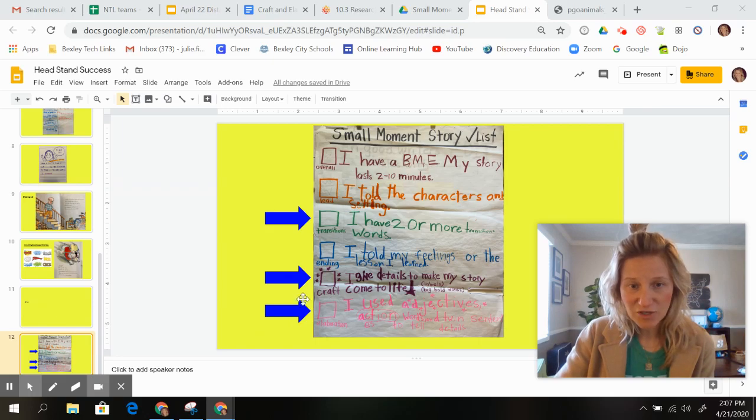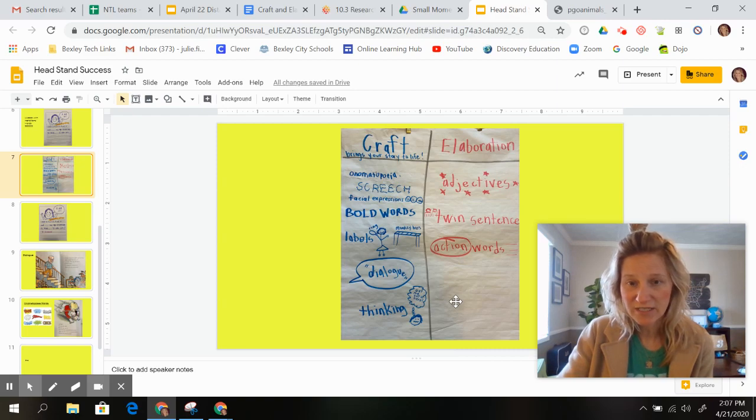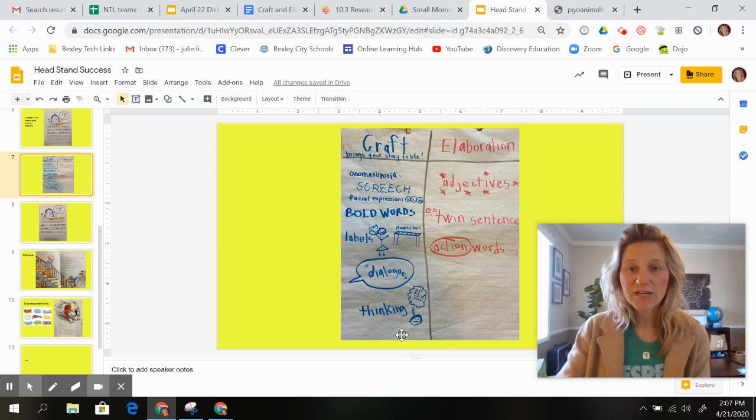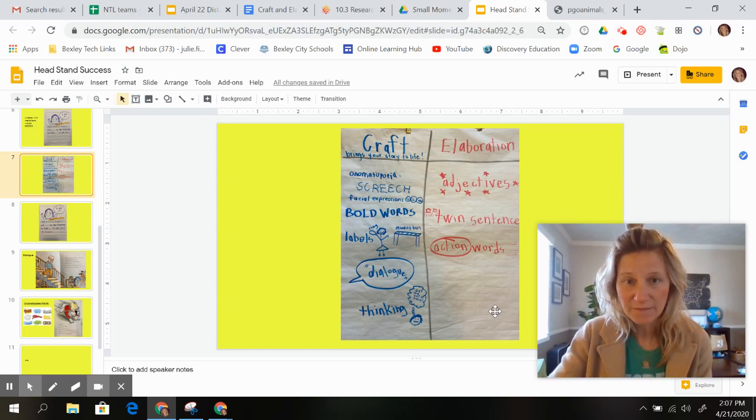The first box is craft. Craft means I give details to make my story come to life. The second box is elaboration. Elaboration means I used adjectives, action words, and twin sentences to tell details. We're going to look right now at a poster that describes craft on one side and elaboration on the other. You should have printed off this poster and keep it beside you when you're writing your story so that you know what ideas you can add to your story.